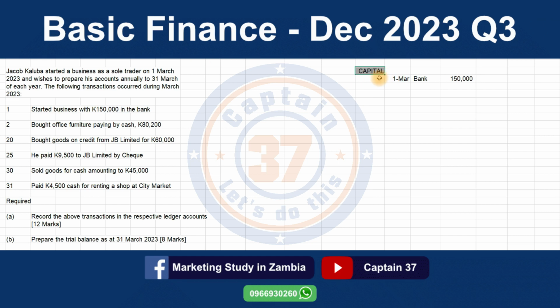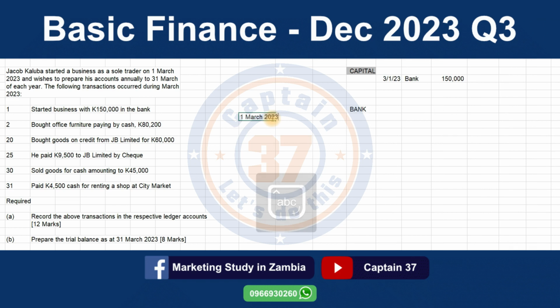What we now need to do is to create a second account, which is the bank account. So I'll go just down here and type bank. The bank account is going to be debited because it is receiving. When was this? 1st of March 2023. And the money that's been put into the bank account came from the capital account. How much? 150,000 kwacha. There we have it, so this has been recorded. Let's cross it like that to show that we have attended to it.